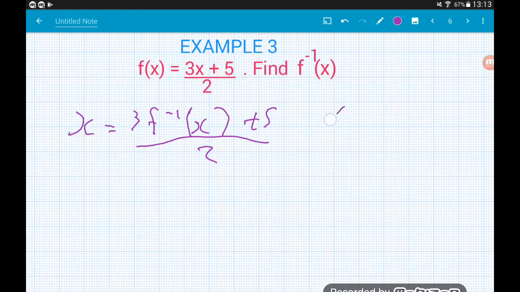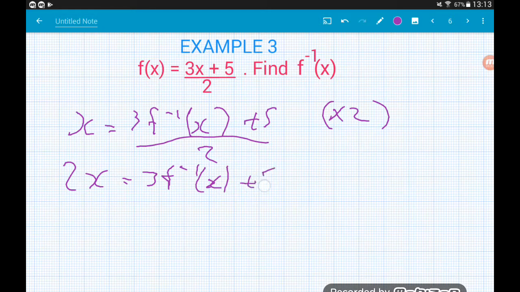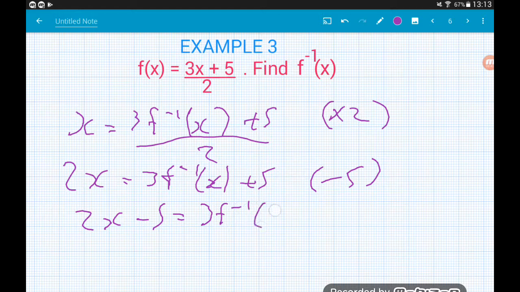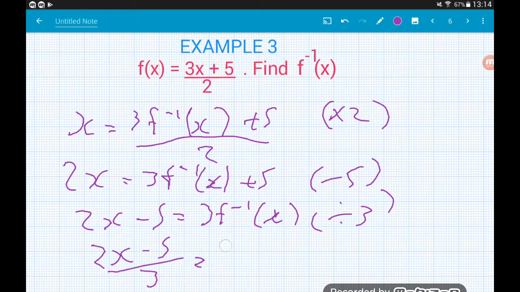The first thing we would do, multiply by 2, and we get 2x equals 3f inverse plus 5. Take away the 5, so 2x minus 5 equals 3f inverse. And then finally, for our last step, divide by that 3, and we will be left with 2x minus 5 all over 3 equals our inverse function of f.